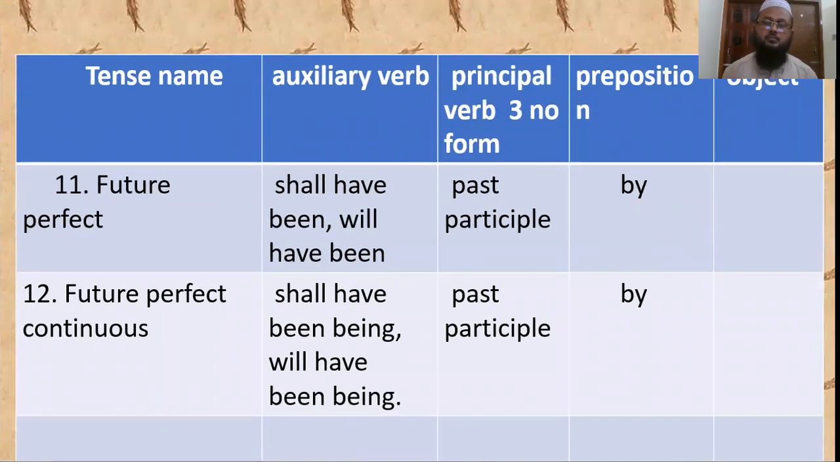Number 11, future perfect, auxiliary verb shall have been, will have been, principal verb past participle, preposition by, object form of pronoun. Number 12, future perfect continuous tense, auxiliary verb shall have been being, will have been being, principal verb past participle, preposition by, object form of pronoun.